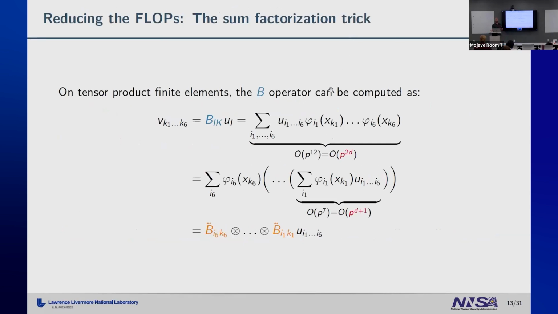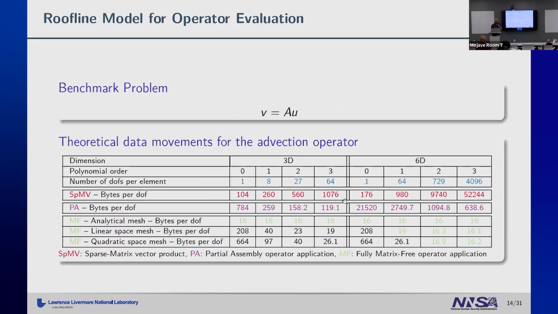So here a quick reminder on what the sum factorization trick is. It's just a reorganization of the sum terms. So you just reorganize this and you go from algorithmic complexity of P to the 2D down to P to the D plus 1.